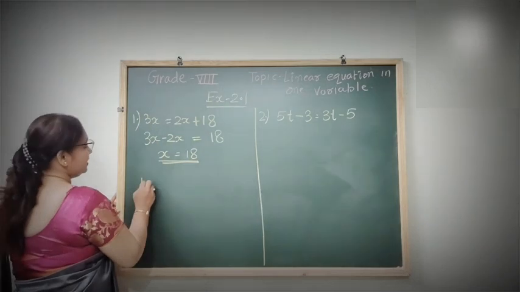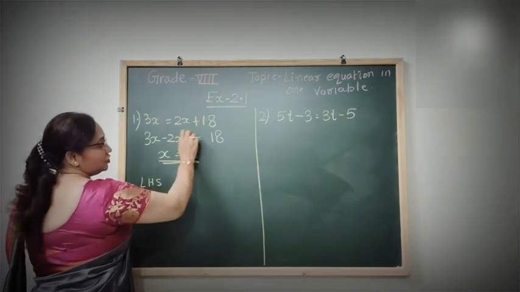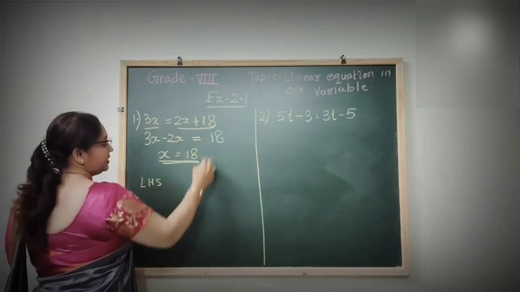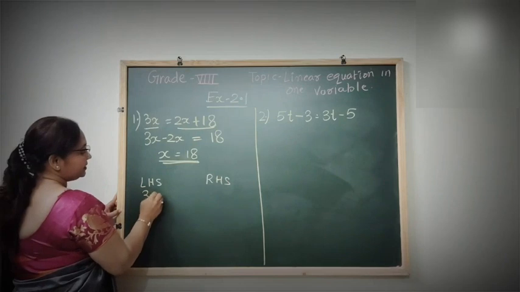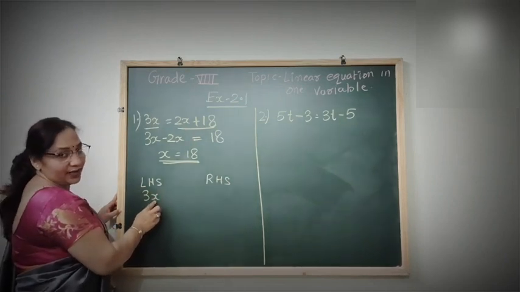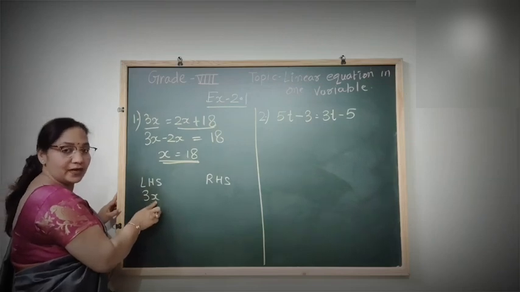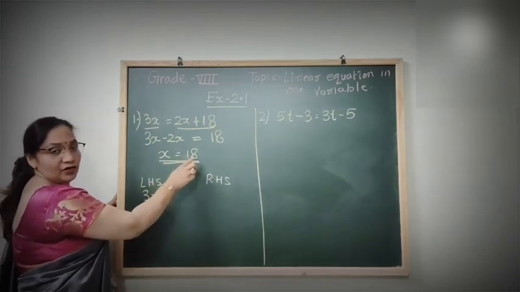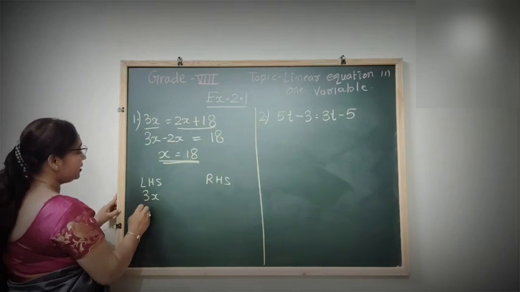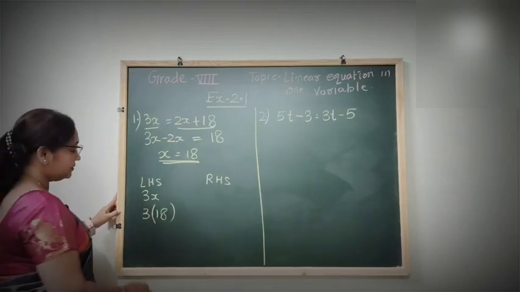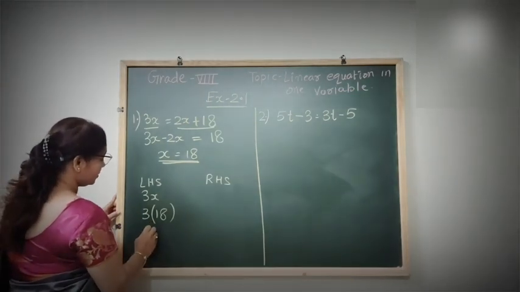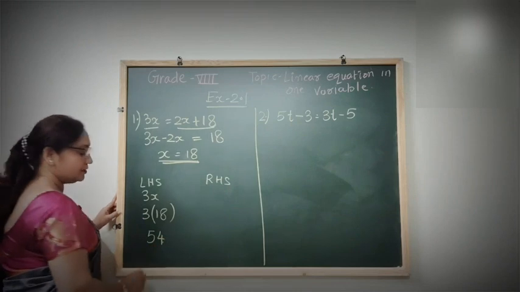This is your left hand side and this is your right hand side. First write your left hand side, 3x. You have to substitute the value of x. x की जो value है वो यहाँ पे हम रखेंगे. What is the value of x? Value of x is 18. तो क्या करेंगे? 3 into 18. So you have to multiply this. 54 is the answer here.